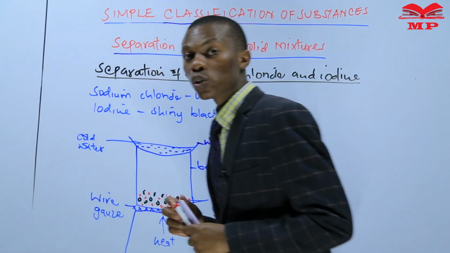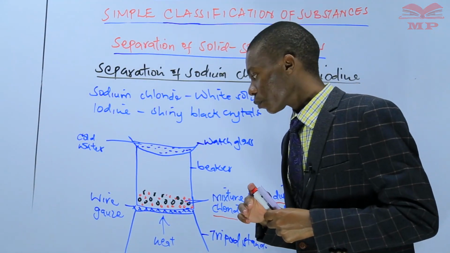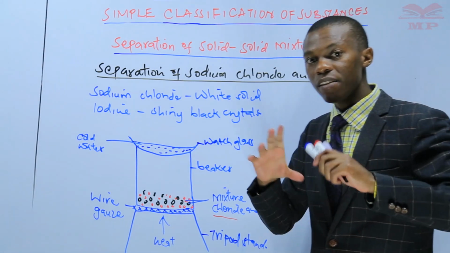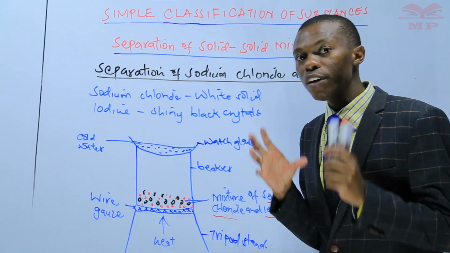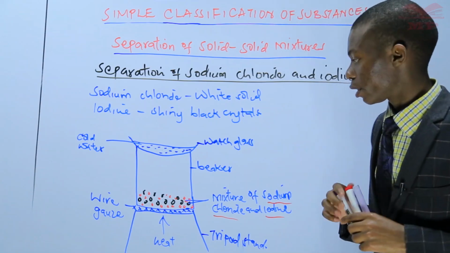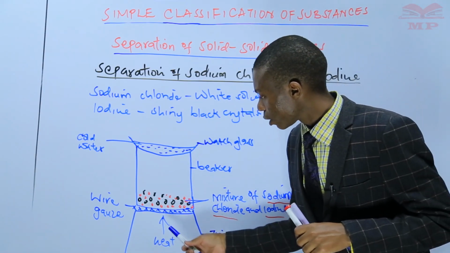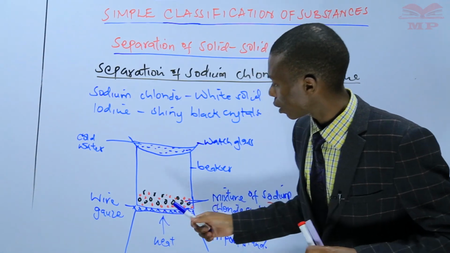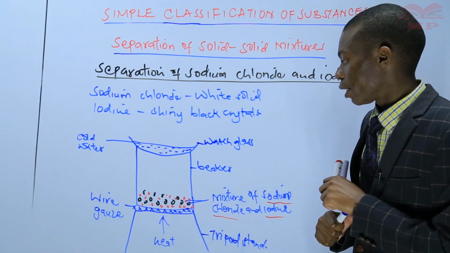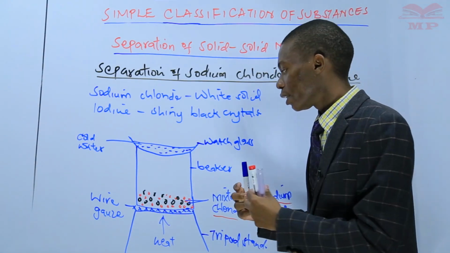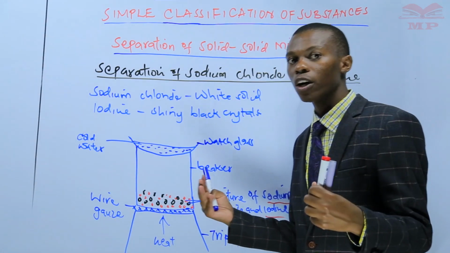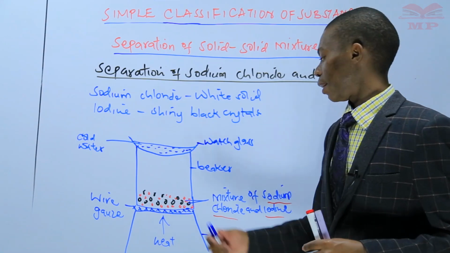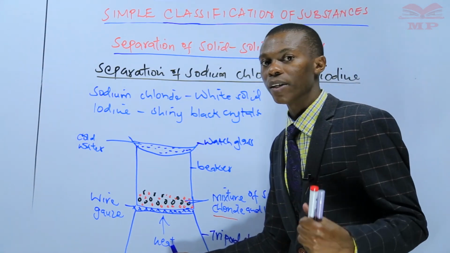I hope you remember the function of the wire gauze. To remind you, the wire gauze is used for even or uniform distribution of heat. We want this heat to be distributed over the bottom of the beaker, so you use a wire gauze to ensure that heat is distributed uniformly. Then I have the source of heat. This heat is now coming from a Bunsen burner flame.